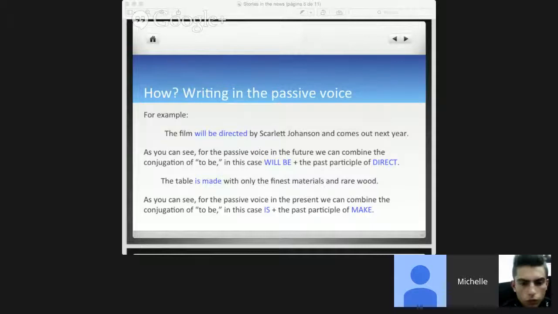So as you can see for this one, in the future, we conjugate to be in the future, which would be will be, and then the past participle of direct. And then another example in the present is the table is made with only the finest materials and rare wood. So again, we conjugate the verb to be in the tense that we want. In this case, it's the present, so it's going to be is, or are if it's a plural subject, and then the past participle of make.